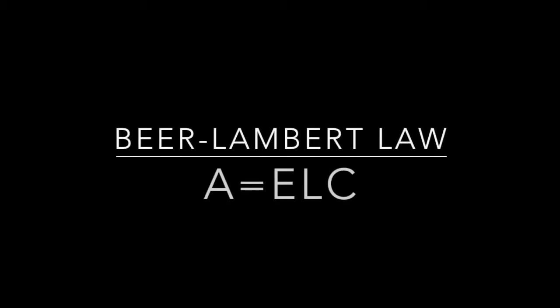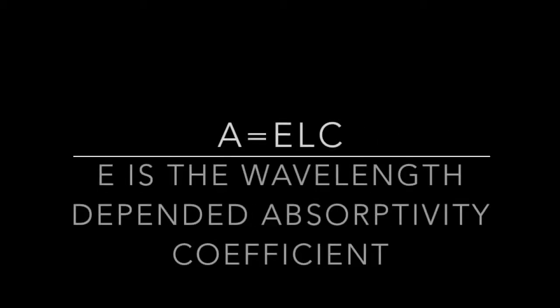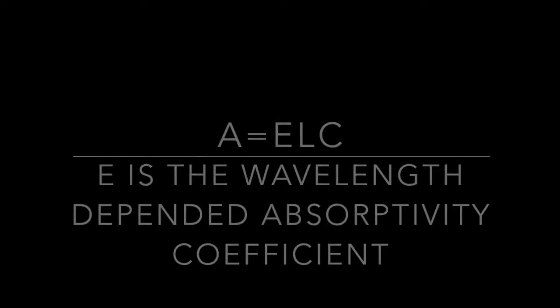The Beer-Lambert law is A equals epsilon times L times C, representing the relationship between absorbance and concentration. A is the measured absorbance, epsilon is the wavelength-dependent absorptivity coefficient, L is the path length, and C is the concentration.